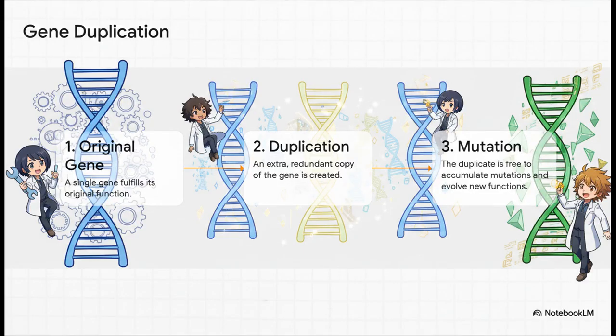And the process itself is so powerful because it's so simple. You've got your original gene doing its thing. Then boom, a redundant copy is made. Now that original keeps the lights on while the spare is totally free to change. This is the raw material, the genetic clay, for new functions to emerge.